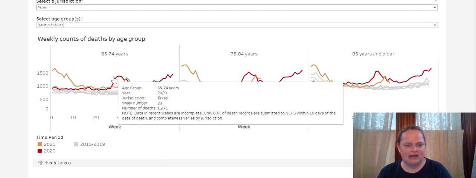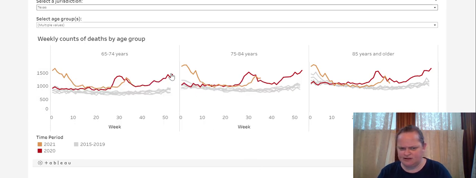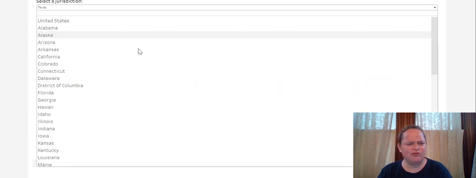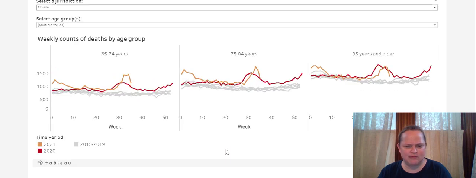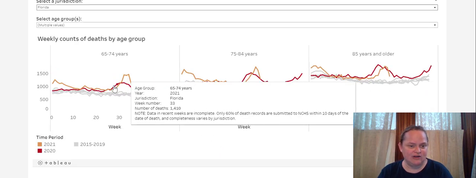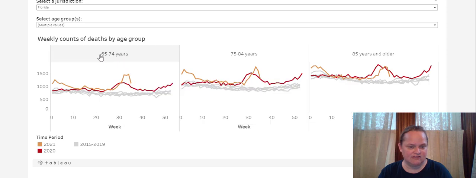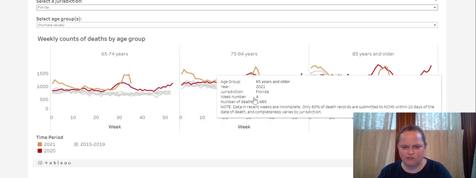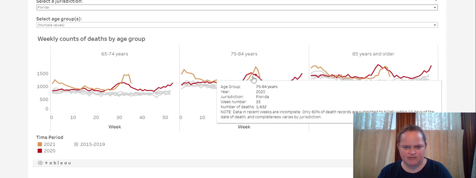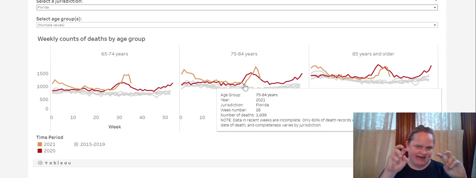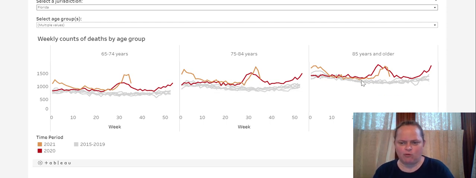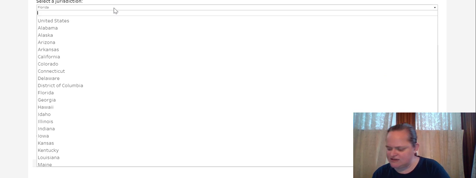So for Texas, we had that summer wave, but the winter definitely looked a lot worse. For Florida, it looked like the summer and winter waves were about the same, and we are seeing, take a look at this, 65 to 74 having higher deaths in this new summer wave. Now, of course, this is recent data. Some of these weeks may get filled out as more death certificates are reported to the CDC. But you can see some of the seasonality.